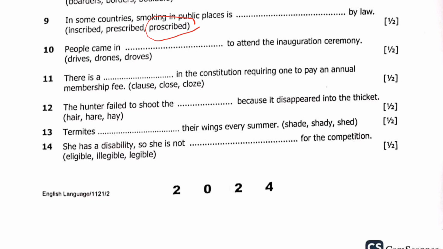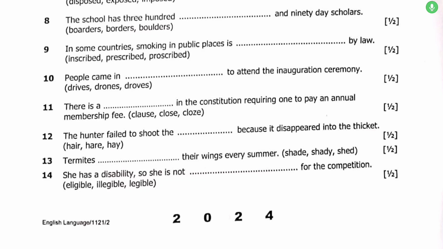Okay, so this is a collective noun. So the answer is droves, the last one here. Droves, meaning a flock of animals, or a flock. So since we're going to use people, it's a flock. Okay, a flock. So the answer here is the last one, droves. All right. Number 11.